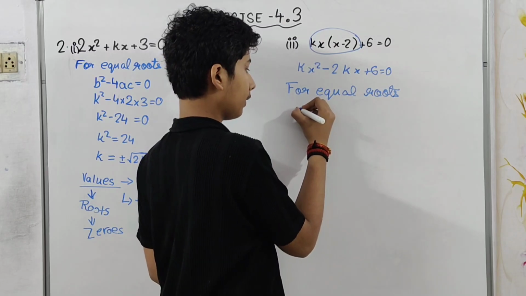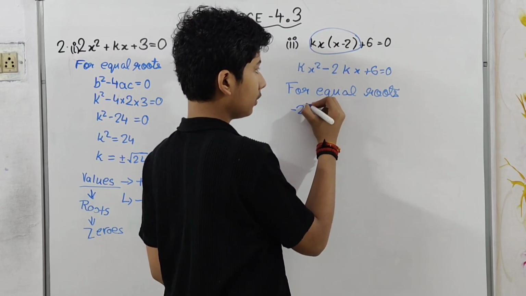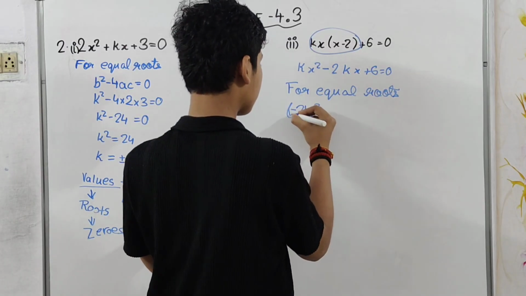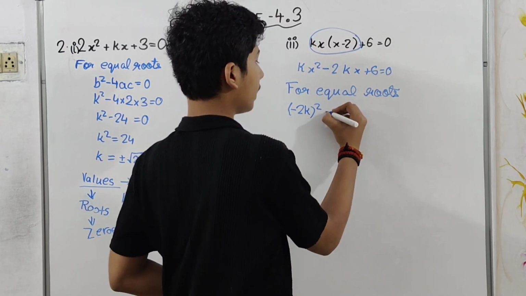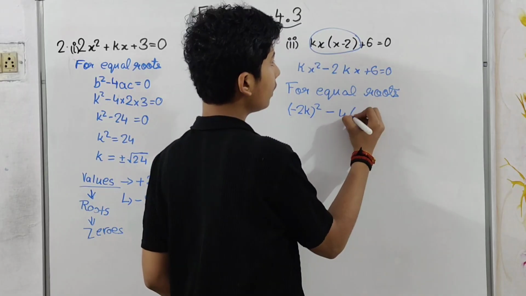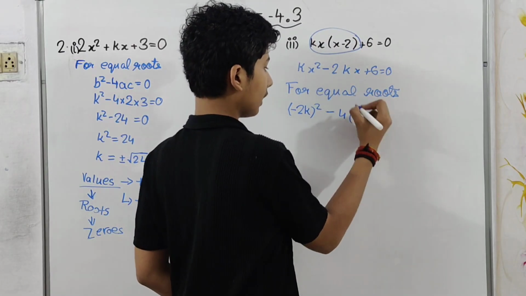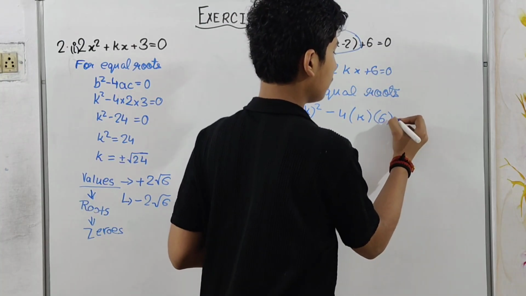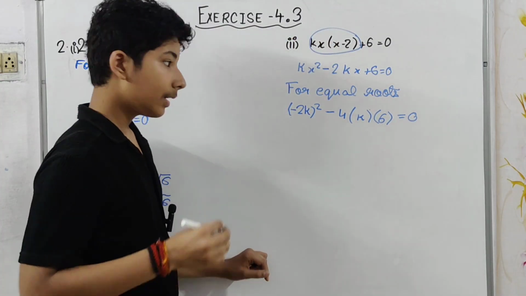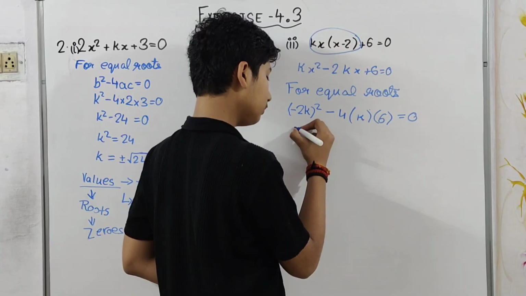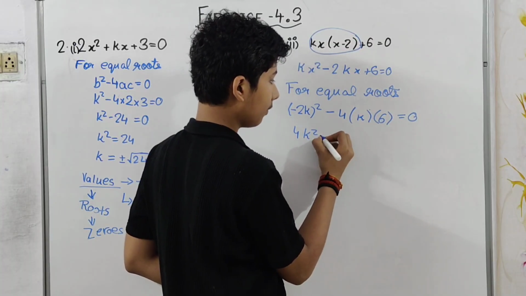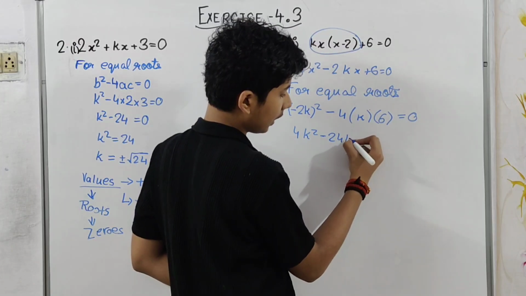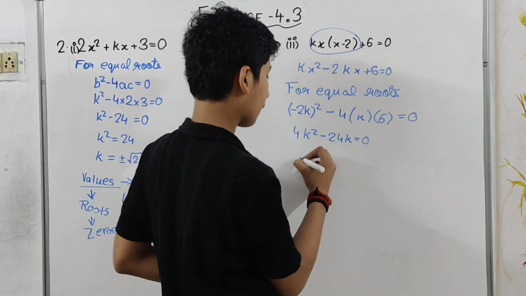So minus 2k square. Okay, minus 2k square minus 4, a is k and c is 6, equal to 0. Now we'll solve this. 4k square minus 6 4s are 24k equal to 0.